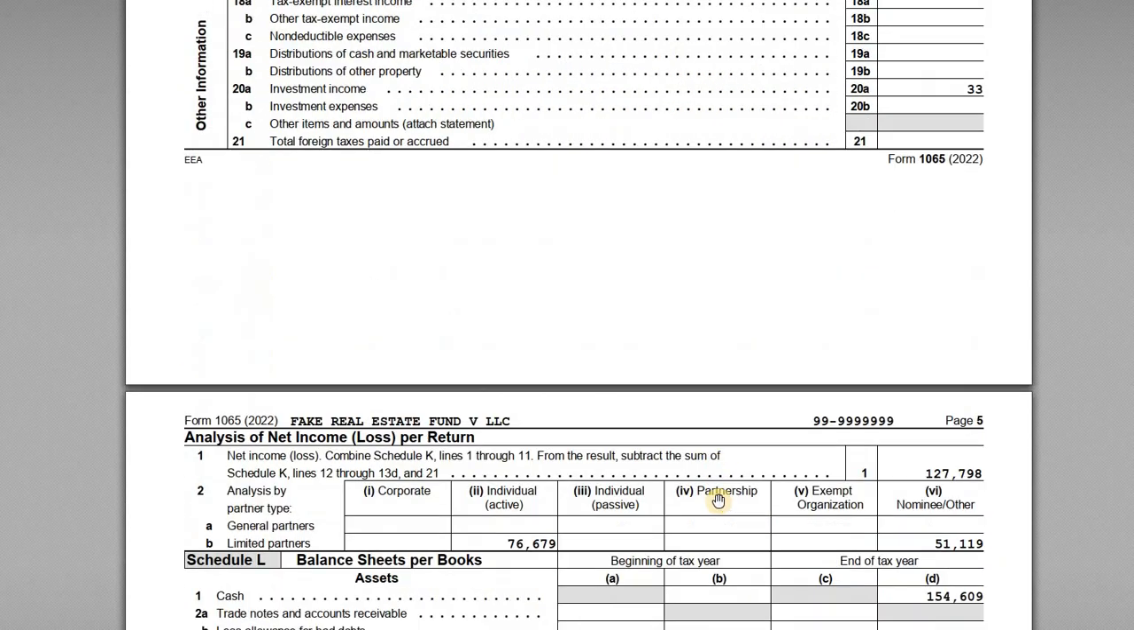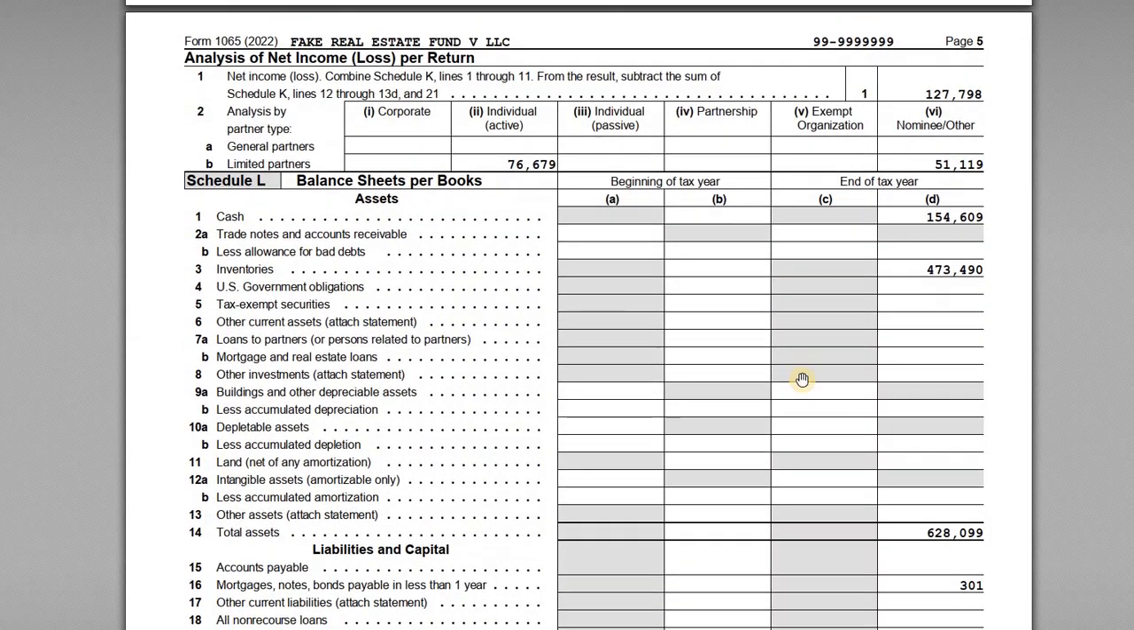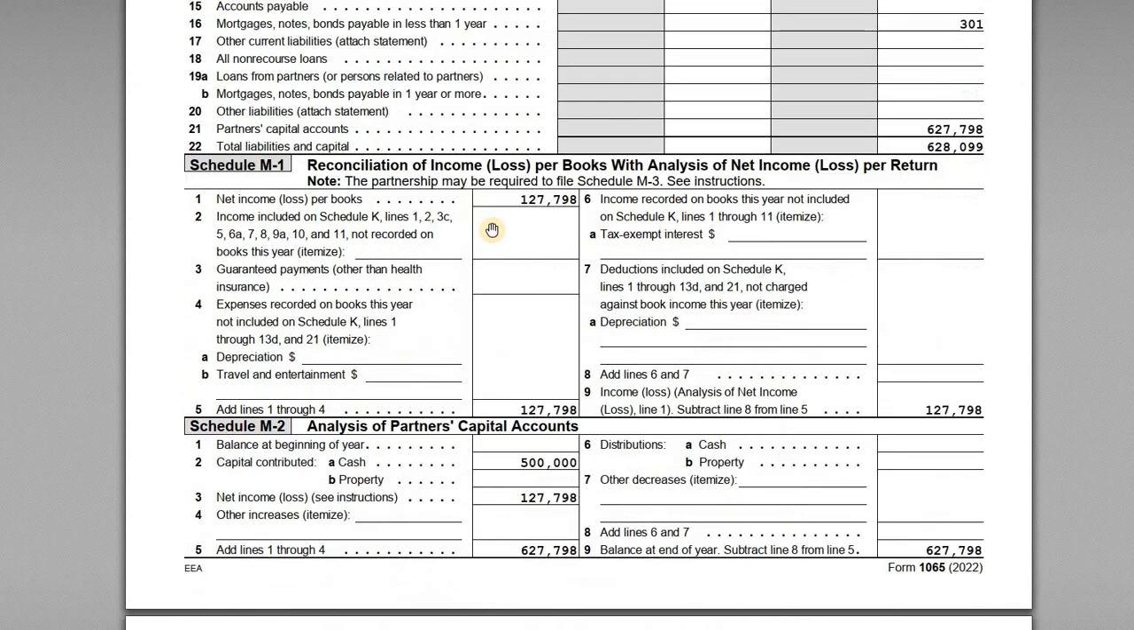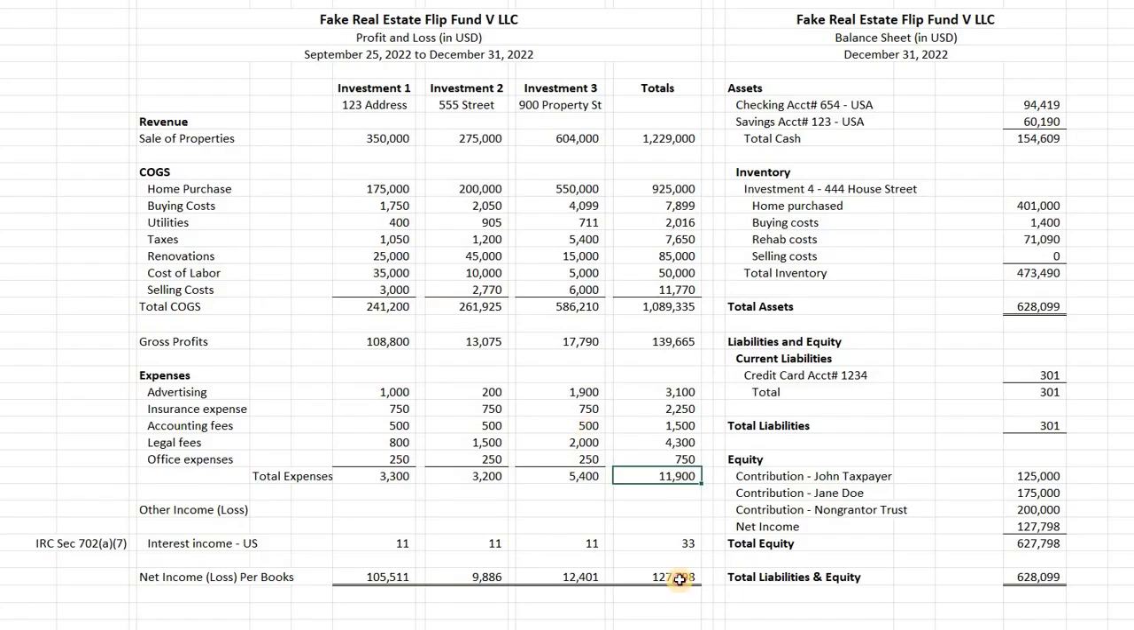Now, when we have a look at the balance sheet here in the M-1 reconciliation, we can see here reconciliation of income or loss per books with income or loss per return. Our net income or loss per books, 127,798, right? That's the number that we're pulling from here, right? So this is all of our ordinary trader business income, add the interest, and our net income per books, 127,798.